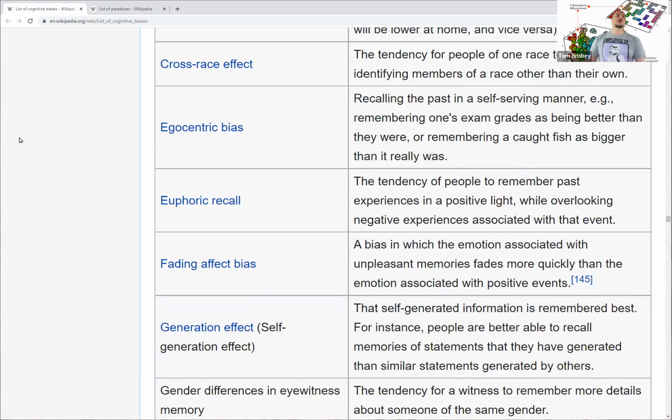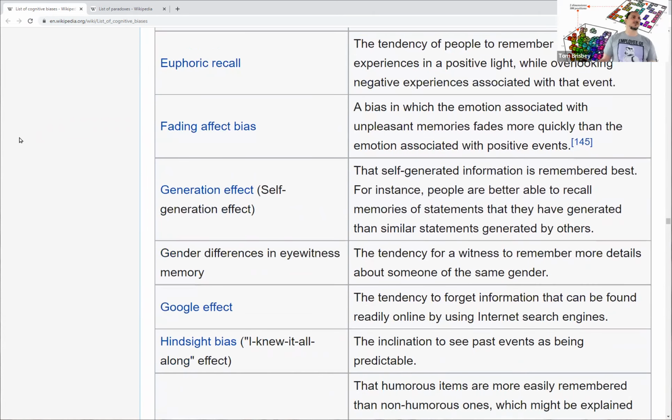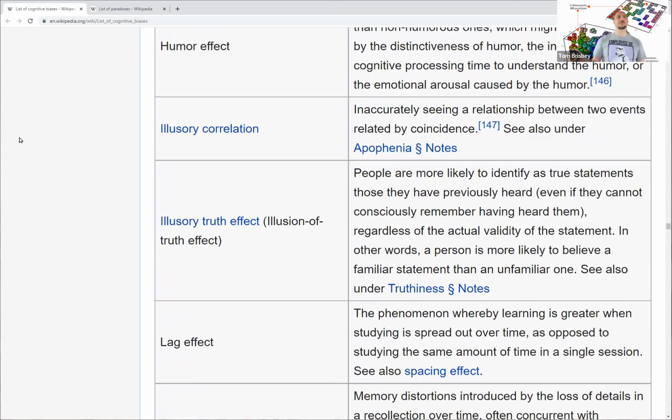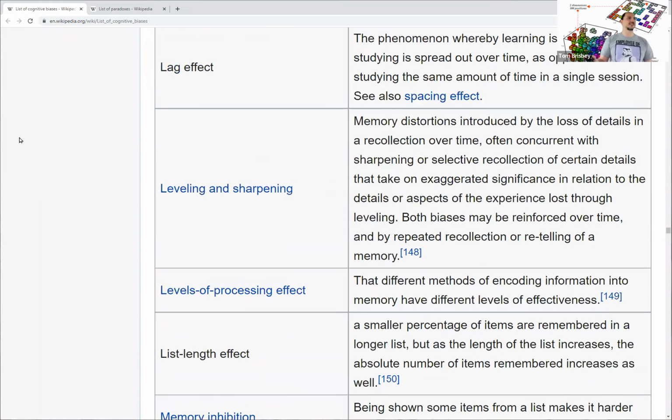Egocentric bias. Yeah, remembering yourself as the hero. The euphoric recall, the tendency to remember past experiences in a positive light. The humor effect. Humorous things, if it's funny, it's easier to remember. I've told some good jokes in my day. Good luck remembering all of them, because most of them are the ones that poke fun at people and they want to laugh and forget them.